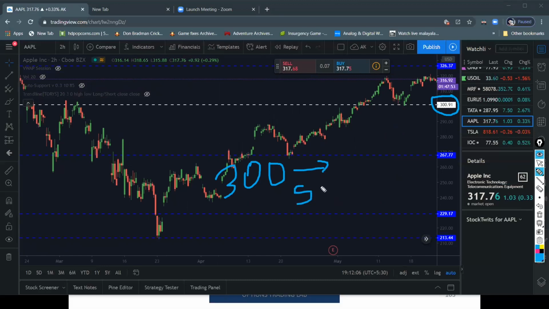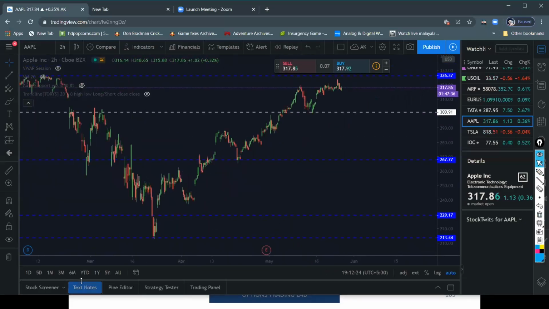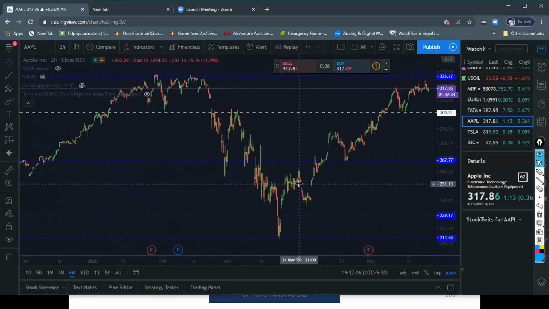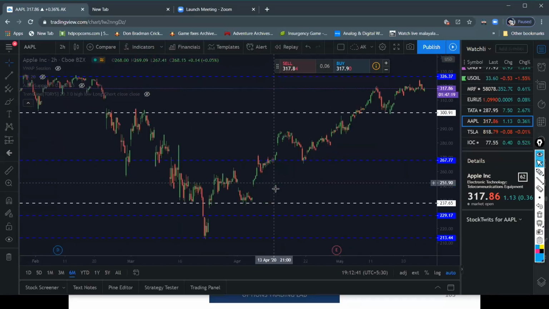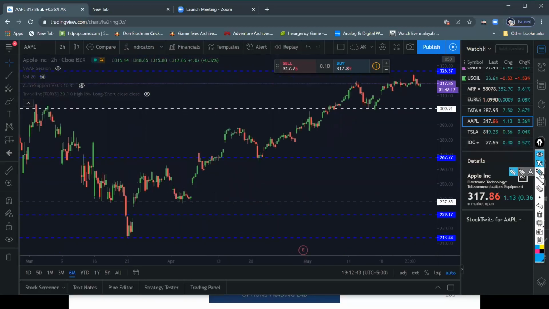Because 50, 100, 150, 200, 250, 300, these kinds of levels are psychological numbers, and more buyers and sellers will be placing their limit orders at these kinds of psychological levels. And on the 6-month chart, this is a good support for the market. The 237 level is a good support for the market.